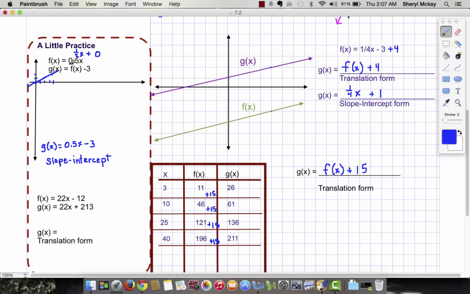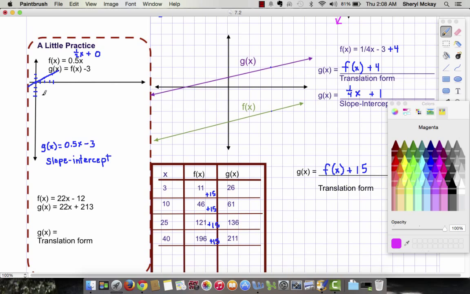And g of x is just f of x, which is this line, translated down 3. So that means that g of x, let me change my color, is going to start down here. My y-intercept is going to be at -3, but I'm still going to go up 1 over 2, up 1 over 2. Connect my lines, and you can see that I have my two parallel lines, and I can now write what the equation of g of x is in slope-intercept form. It's 1/2 x minus 3, or 0.5x minus 3.